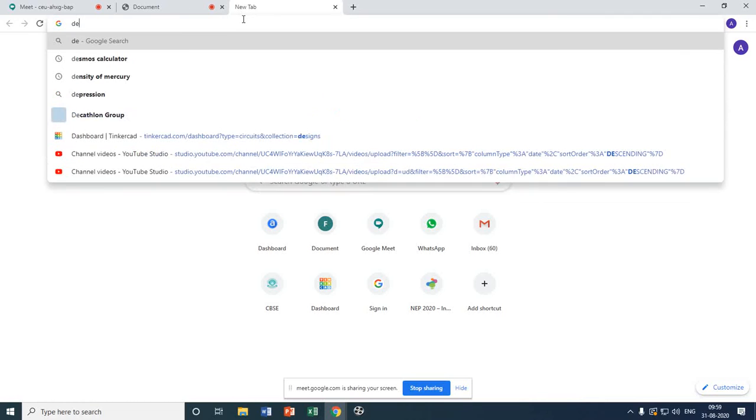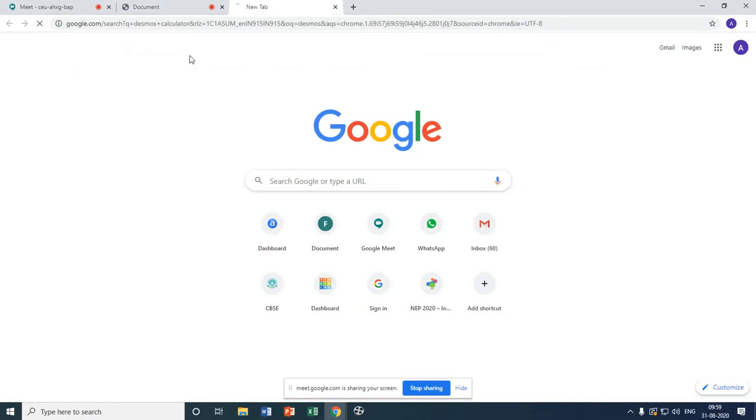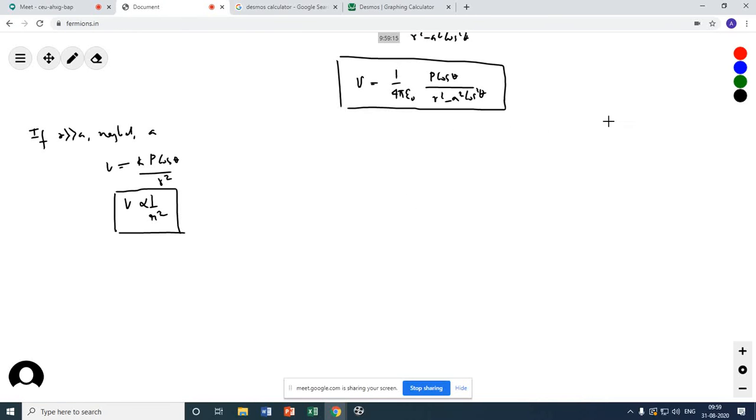I need to bring my Desmos calculator now. So if I bring the calculator here, if you remember, I told you that in case of a single point charge, the potential V is given as k q by r. So V was proportional to 1 by r. Now for a second charge system, where you have a dipole, it is inversely proportional to r square. So in case of V proportional to 1 by r, the graph is something like this. Now this is the 2D graph I am showing you.